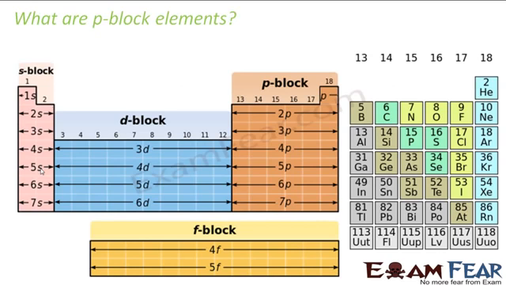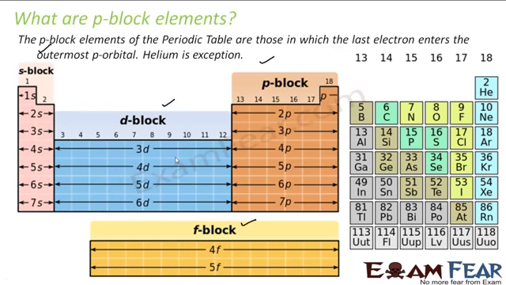So the first question is, what are P block elements? If you see, this is the periodic table. This is S block on the left hand side. Then you have P block, then you have D block, and then you have F block. Going by definition, the P block elements are the elements whose last electron enters the outermost p orbital.